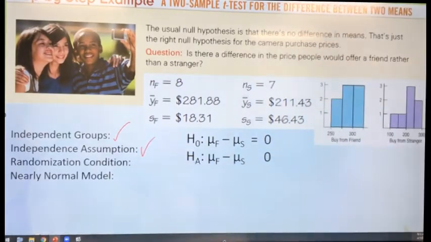Randomization. We can throw some randomization in there. So, how will we randomize this? Well, I mean, you would describe a person, they're either your friend or your stranger, I suppose.